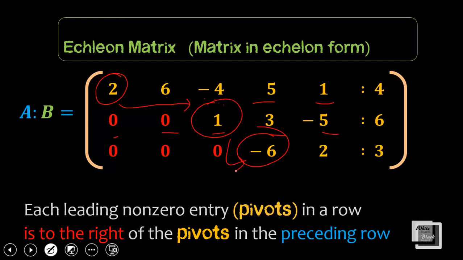In echelon matrix, all the 0 rows will be present at the bottom line. So this is called the echelon matrix. Now we will start with an example to explain the Gauss elimination method. So first, what is the Gauss elimination method?